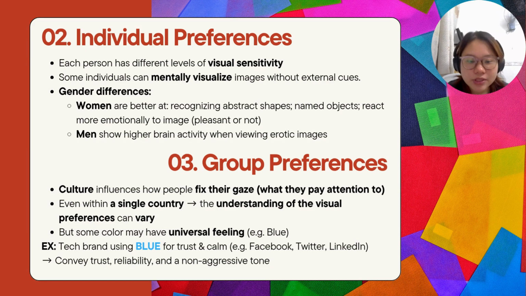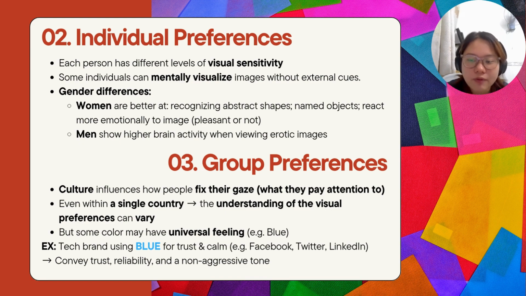This difference between women and men is possibly due to biological differences in their visual processing that relate to their sexual attraction. So women like emotional things, pleasant and unpleasant images. Men, on the other hand, are attracted to erotic, aesthetic images.